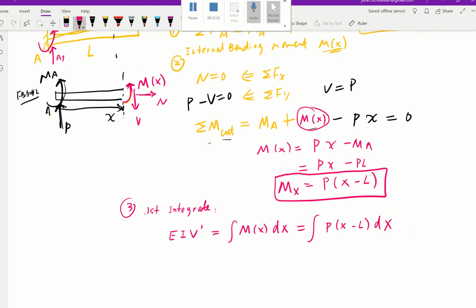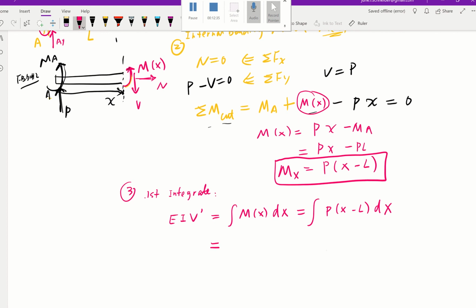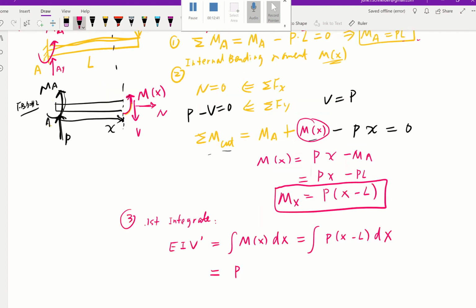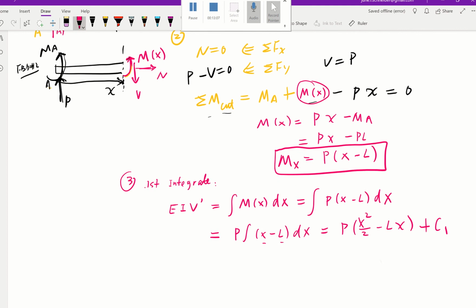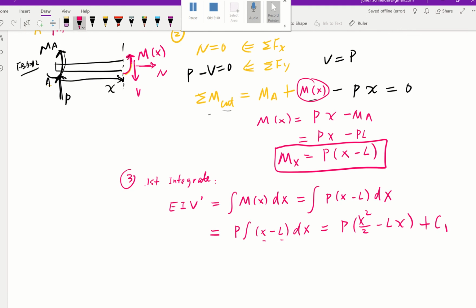Okay. And then we'll continue to integrate. We can take the P out. P is a concentrated load, that's a constant. And when we integrate, I can write down again. So P, integrate X, we'll get X squared over 2. Integrate L, we'll get minus LX. And don't forget, when you integrate, you're always going to add a constant. We're going to call it constant 1. All right? So that's our EI v prime.